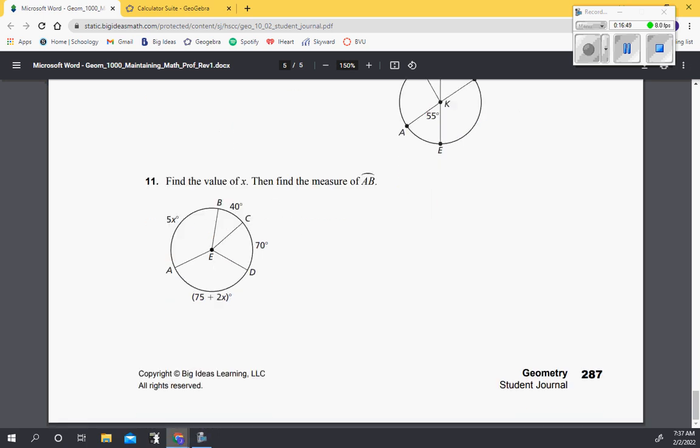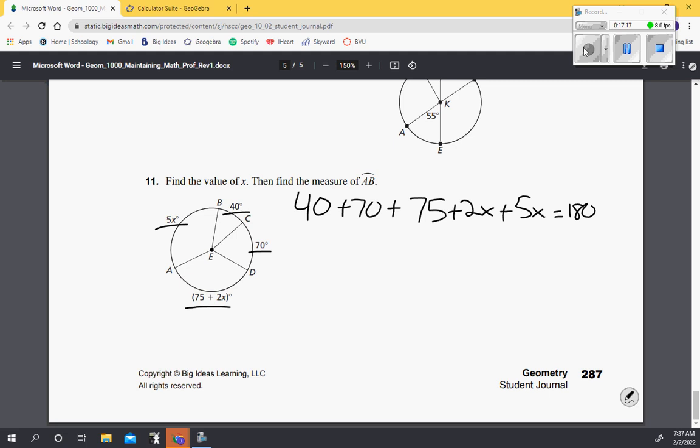Number 11, the last problem here, find the value of x, then find the measure of AB. So first, let's find the measure of x by taking all of our measures and adding them up to 360 degrees. So 40 plus 70 plus 75 plus 2x plus 5x is equal to, sorry, not 180, 360.